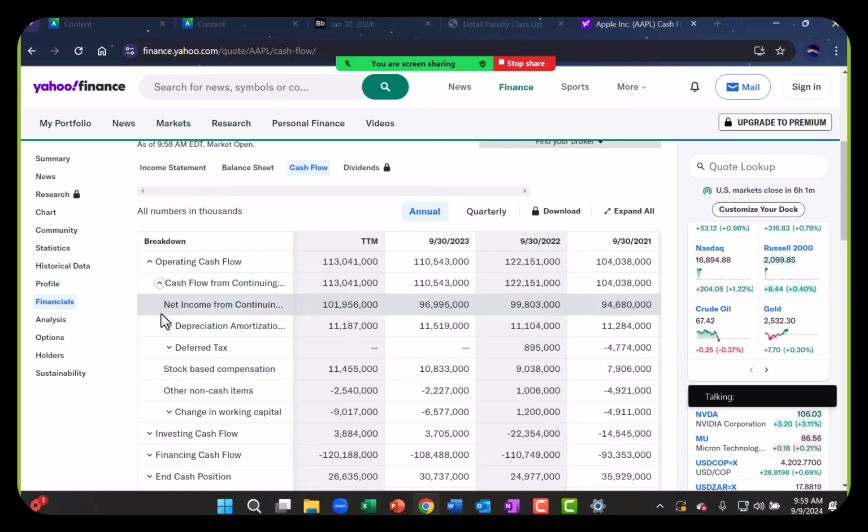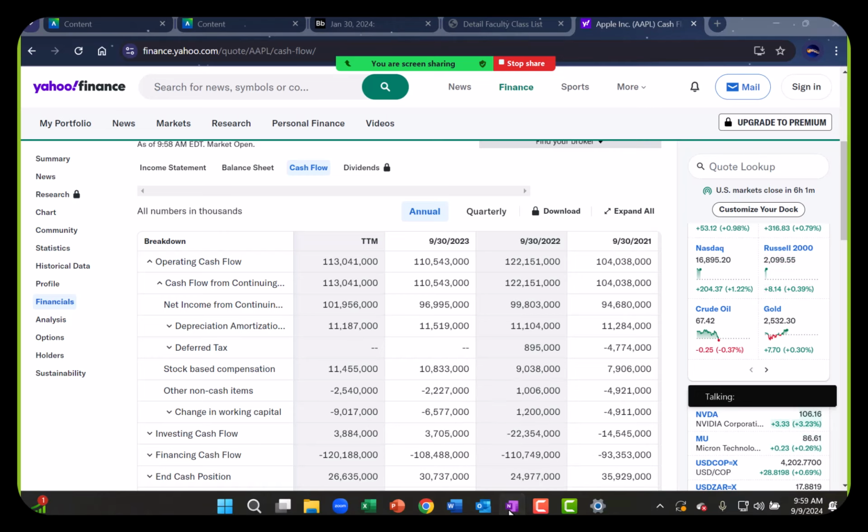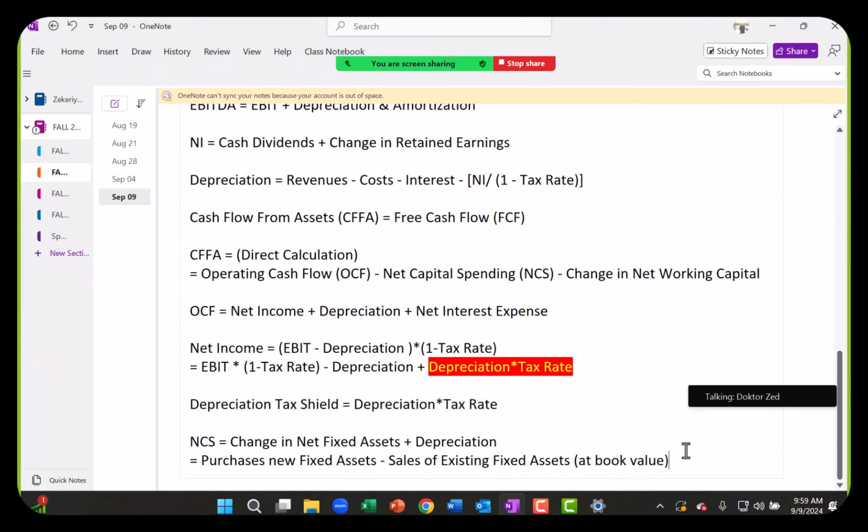Looks like Apple charged $11.1 billion in depreciation. Well, their net fixed assets went down by about 9. That means they actually spent about $2 billion in new fixed assets net. And in a problem, I call this thing at book value on purpose.